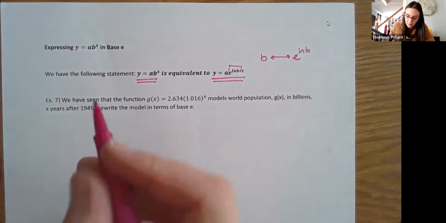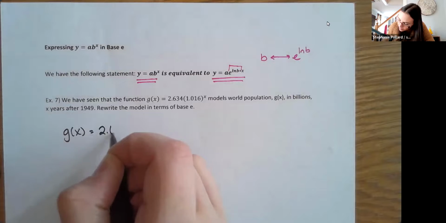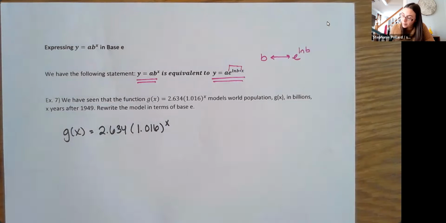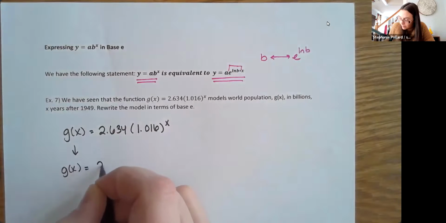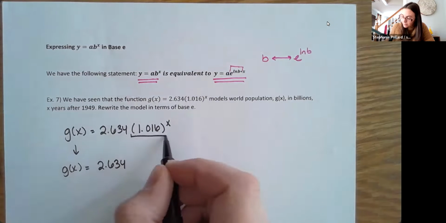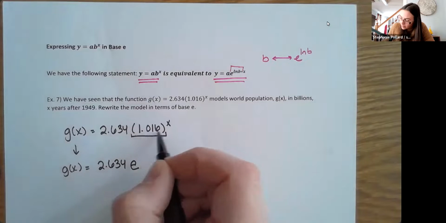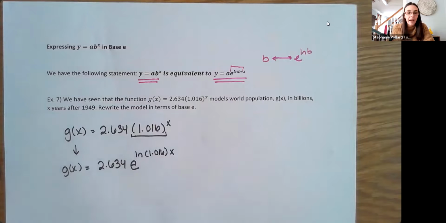So we've seen that the function g of x equals 2.634 times 1.016 to the x is one of our models for world population in billions, x years after 1949. And we want to just rewrite this model using base e. So what's going to happen is that initial number stays the same, right? So notice the a doesn't change, what's on the outside. This is the part that changes here. So what we're going to use instead is base e, and then we take the natural log of this, and then multiply that by x.